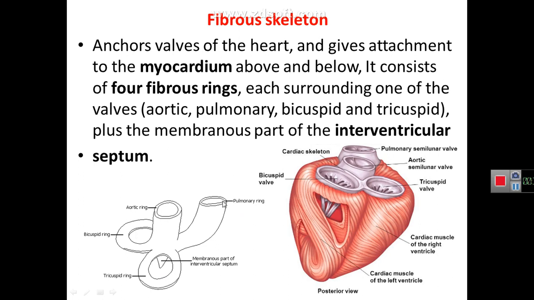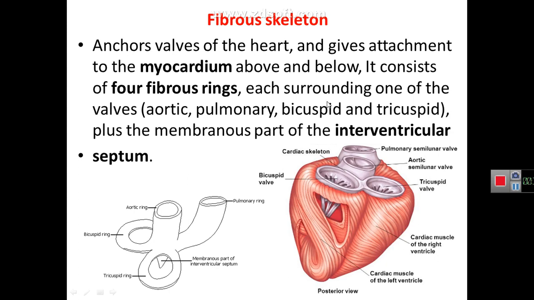surround the major valves: a ring around the pulmonary valve of the pulmonary trunk, a ring around the aortic valve of the ascending aorta, a ring around the mitral valve, which is between the left atrium and ventricle, and a ring around the tricuspid valve, which is between the right atrium and right ventricle. And also there is a fibrous tissue in the upper part of the interventricular septum, which is referred to as the membranous interventricular septum.